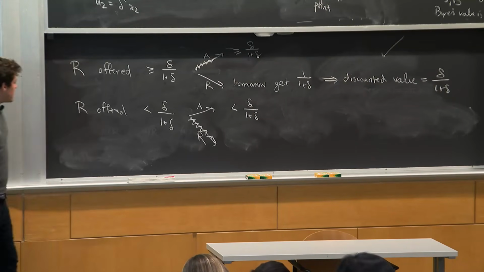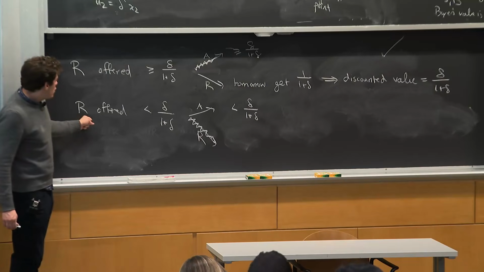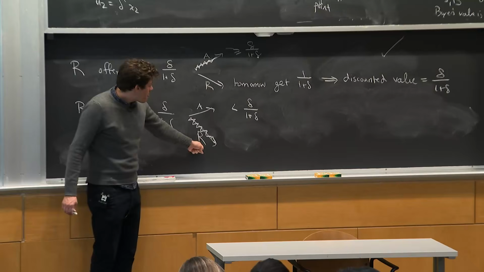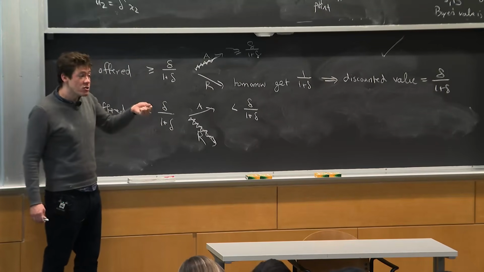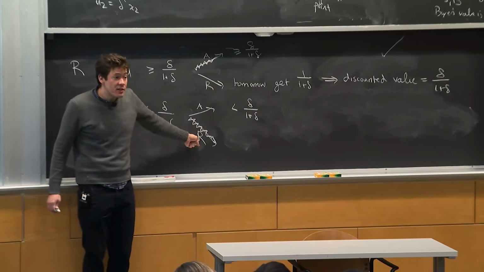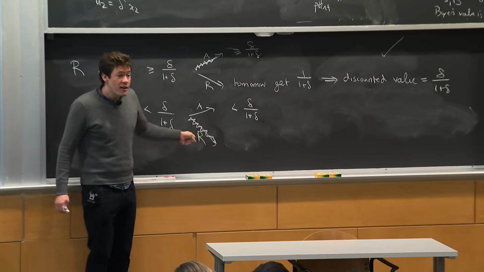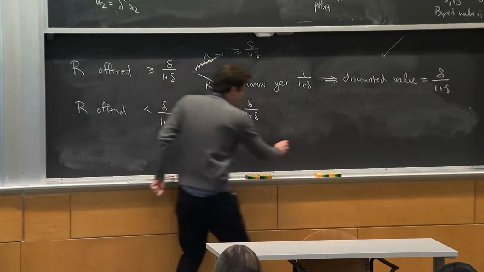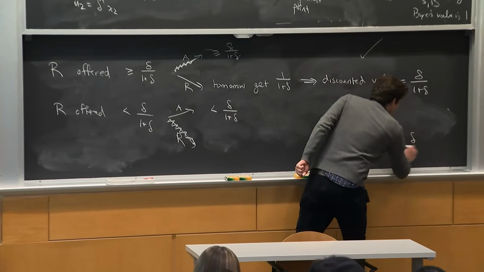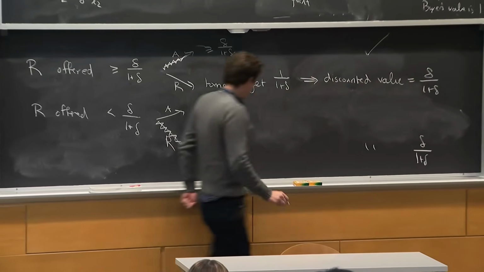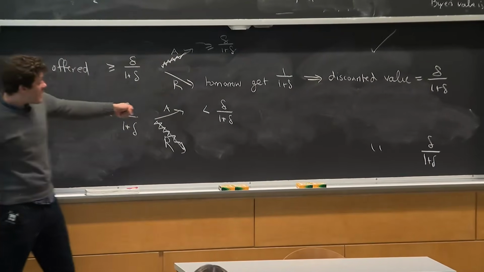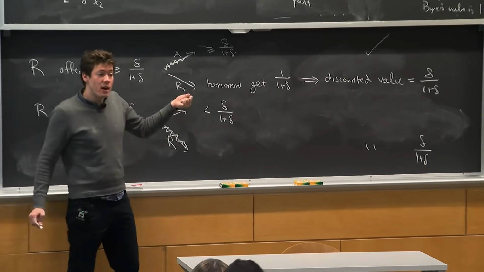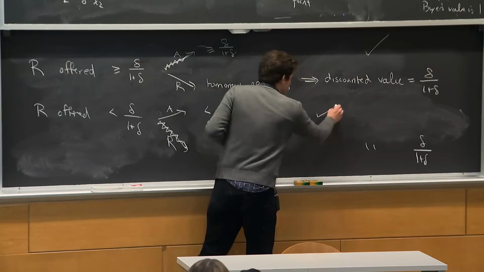Let's look at what happens if I reject the offer. Well, we know if I reject the offer, I'm going to become the proposer. Exactly the same argument goes through. In fact, this is not even a deviation. This is just saying what happens if I follow my equilibrium strategy and reject. I'm exactly going to get a discounted value of delta over 1 plus delta. And if I deviate and accept this offer, I get strictly less than delta over 1 plus delta. So again, it's not profitable. So we're good.